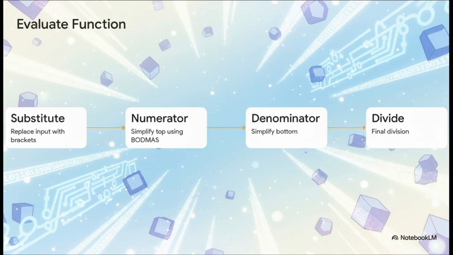So we multiply first. 7 times -6 gives us -42. Then we subtract the 3. -42 minus 3 gives us -45. Step 3 is easy. Our denominator is already simplified. It's just the number 5.